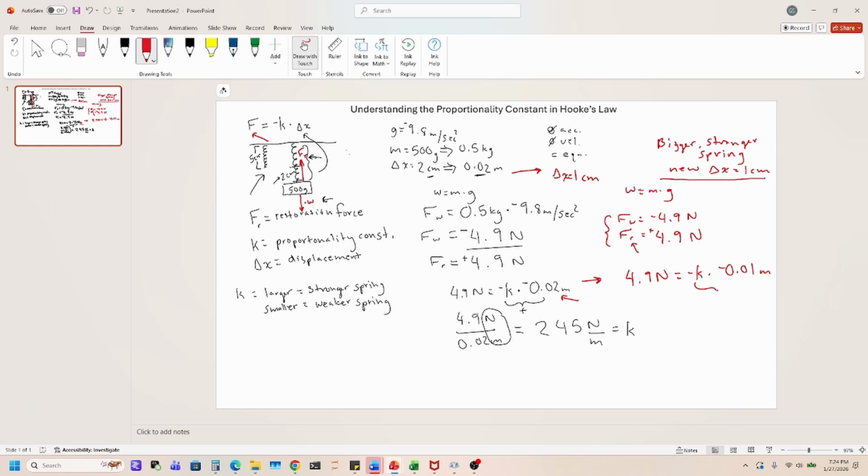Again, negative times a negative is a positive, but we end up with our 4.9 newtons divided by 0.01 meters. So that is going to be equal to our K. So we just divide all that out, and that ends up being 490 Newton meters. So that's a bigger K value right there. And that is reflective in the smaller displacement because a bigger spring doesn't stretch as easily.